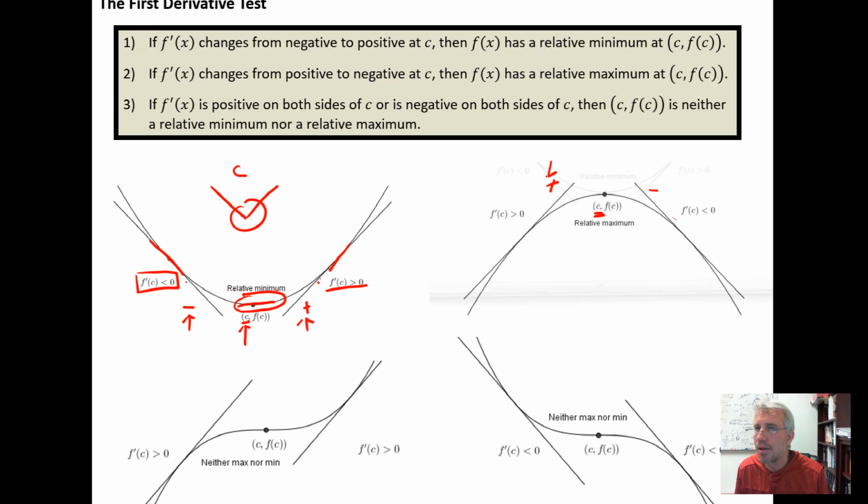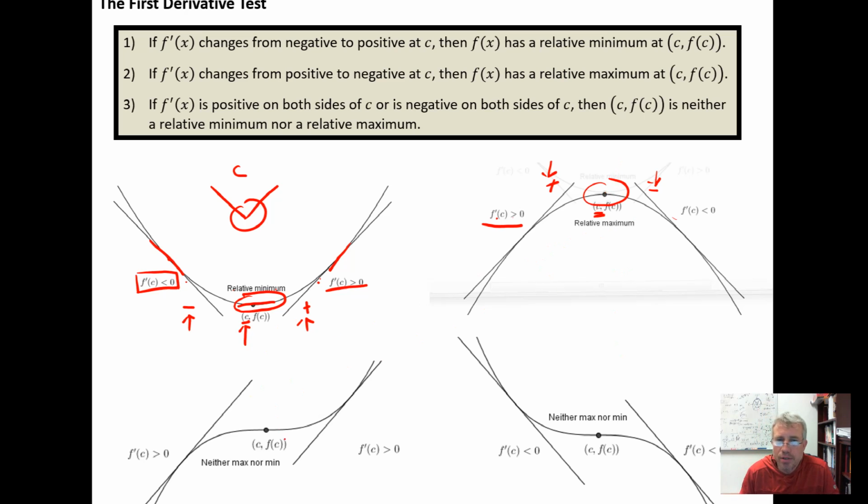So if I change from positive to negative for my derivative, because the derivative describes the slopes of the tangent lines. If my derivative changes from positive, in other words, it's greater than 0, so the slope of the tangent line changes from positive to negative as you step over the critical number, you know the critical number is at a relative maximum.